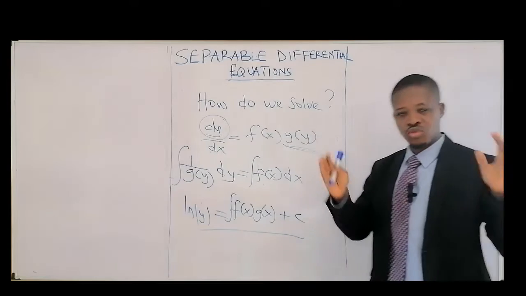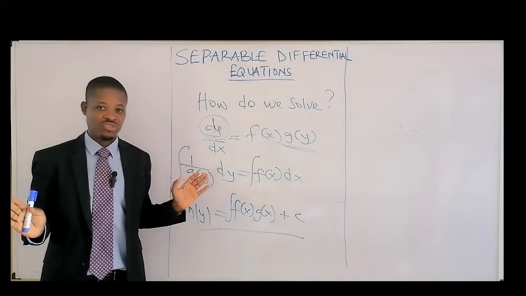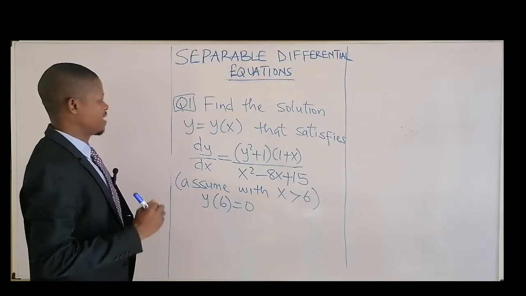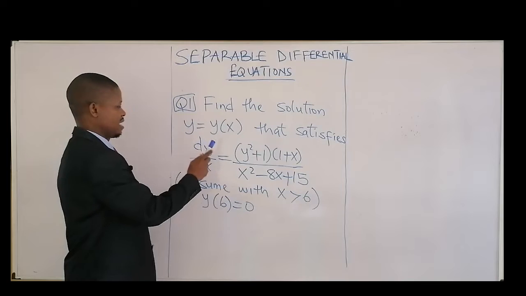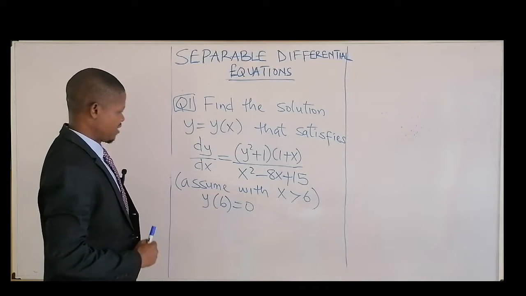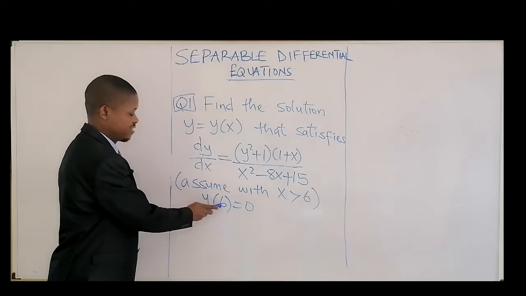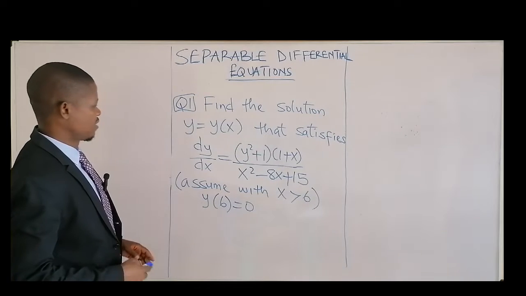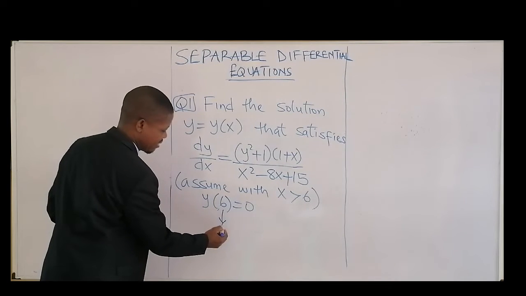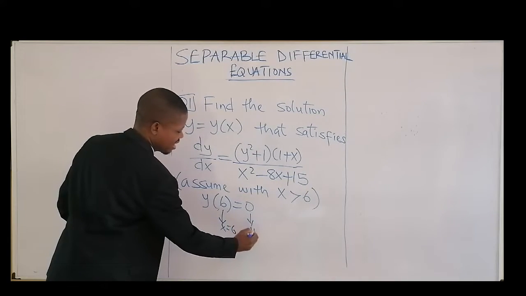Okay, so let's dive into questions. Those questions are past exam questions. Okay, straight away to the questions. This is the question we have here. Find the solution that satisfies this differential equation. Okay, and then we have the boundary condition, y of 6 equal to 0. The meaning of this is when x is 6, y is 0.